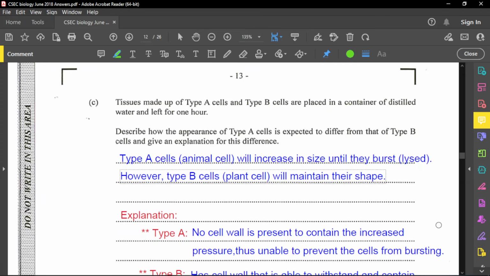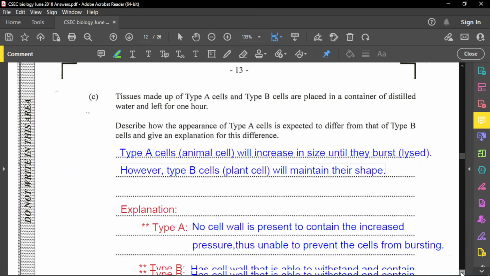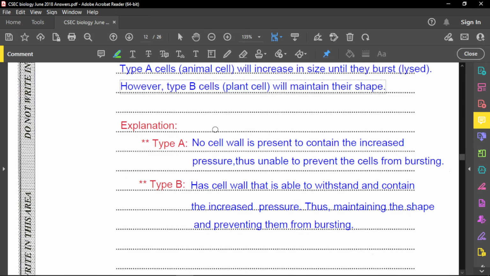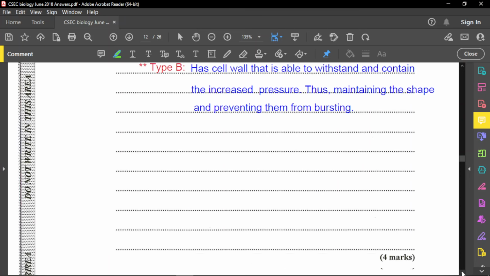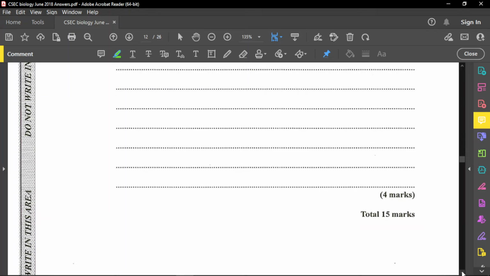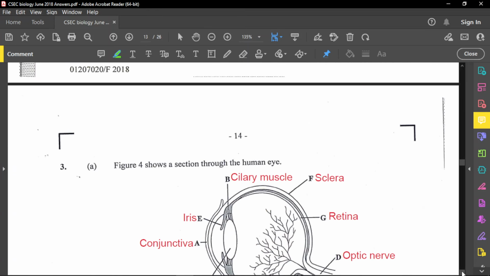And the explanation for this is that type A cells, which are animal cells, do not have any cell wall. So no cell wall is present to contain the increase in pressure, and thus it is unable to prevent the cell from bursting. However, type B cells have a cell wall that is able to withstand and contain the increased pressure, thus maintaining the shape and preventing them from bursting. So the difference in cell wall between these two cells will give a difference in result in terms of the effect of the distilled water.